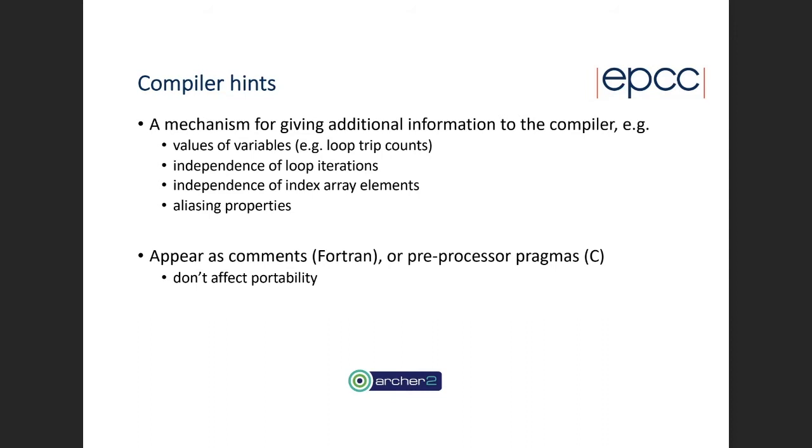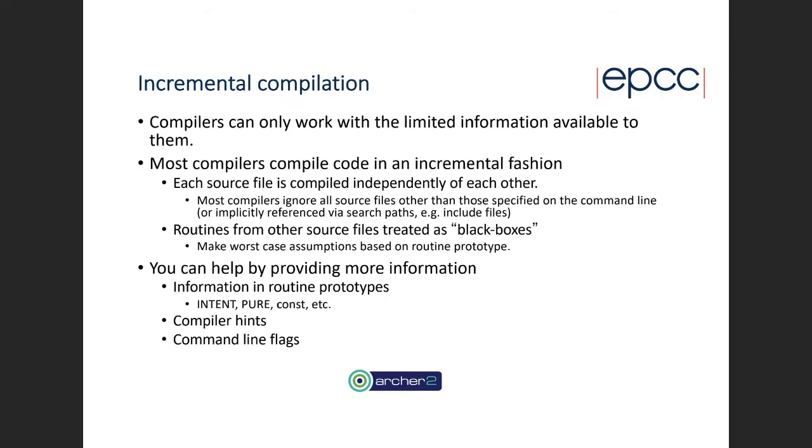Things like aliasing properties. So I guarantee that these two names will not refer to the same memory. These hints are typically preprocessor pragmas in C or C++. So they're not directly code modifications in that sense. They don't affect portability. Other compilers will simply ignore them.